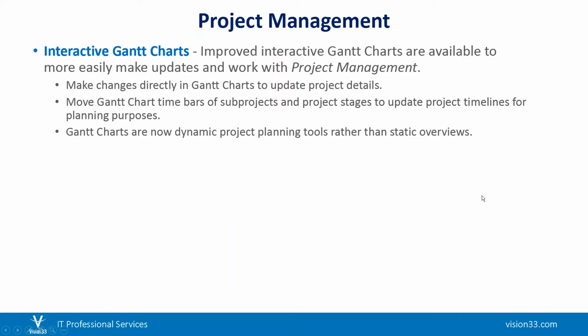Under project management, the largest thing is an interactive Gantt chart. So they've improved the interactive Gantt charts, and they're available to more easily make updates and work with project management. For instance, you can make changes directly in the Gantt charts to update project details. You can move Gantt chart time bars of sub-project and the project stages to update project timelines for planning purposes. And the Gantt charts are basically now dynamic project planning tools rather than sort of static overviews. So they're much more functional than they were previously.